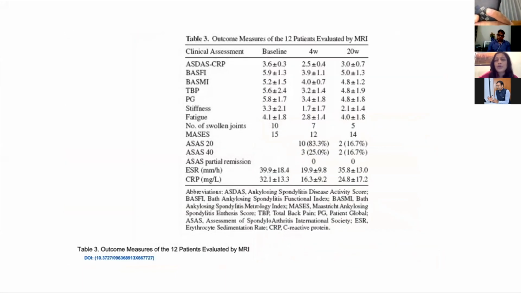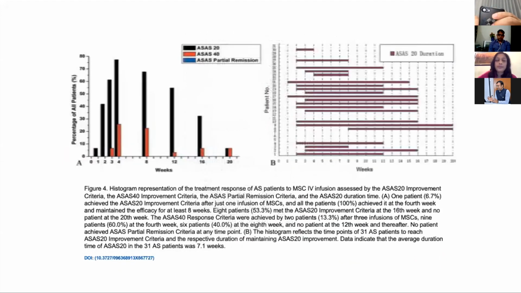They did not have a good control group, but patients did show clinical improvements in ASDAS scores, ESR, fatigue, stiffness, number of swollen joints, CRP, etc. So patients did well, even up to 20 weeks. But again, we have great treatments now. We have biological drugs, but perhaps these could be cheaper treatments for patients in the long term. They've not been studied further.